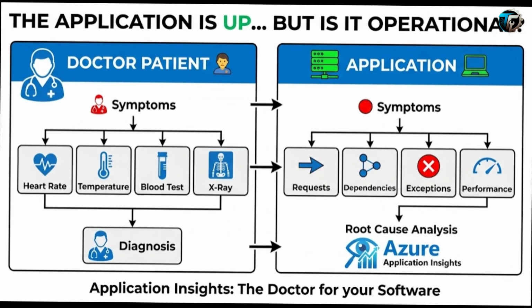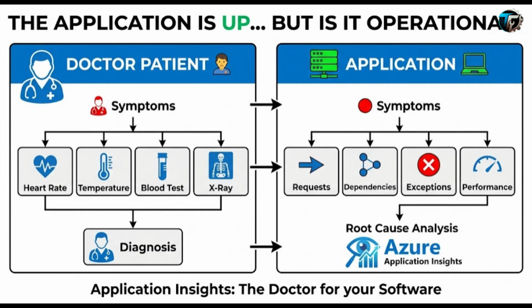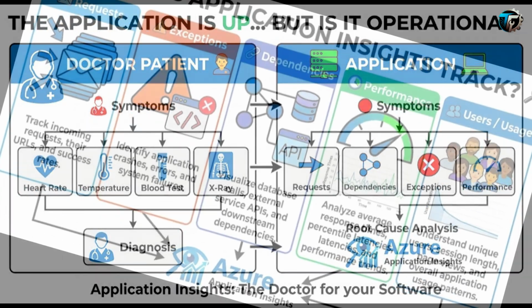Here's a simple analogy. Imagine going to a doctor. The doctor doesn't just ask, "Is the patient alive?" They look at heart rate, temperature, blood tests, and other signals. Application Insights works in a similar way for applications. Instead of simply asking, "Is my application running?" we investigate. How is the application behaving? That difference is extremely important in production systems.